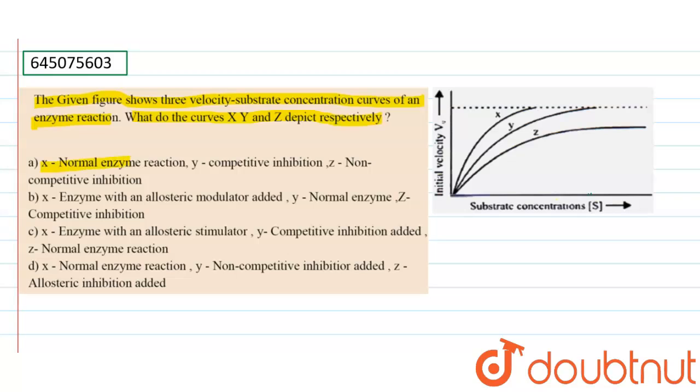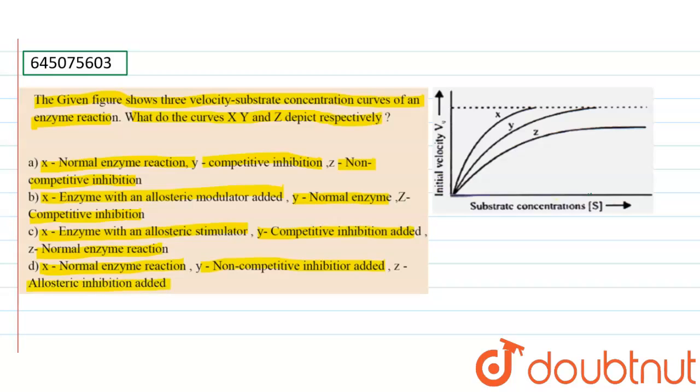Option A is X is normal enzyme reaction, Y is competitive inhibition, and Z is non-competitive inhibition. Option B is X is enzyme with allosteric modulator added, Y is normal enzyme, and Z is competitive inhibition. And C is X is enzyme with an allosteric stimulator, Y is competitive inhibition added, and Z is normal enzyme reaction. And option D is X is normal enzyme reaction, Y is non-competitive inhibitor, and Z is allosteric inhibition added.